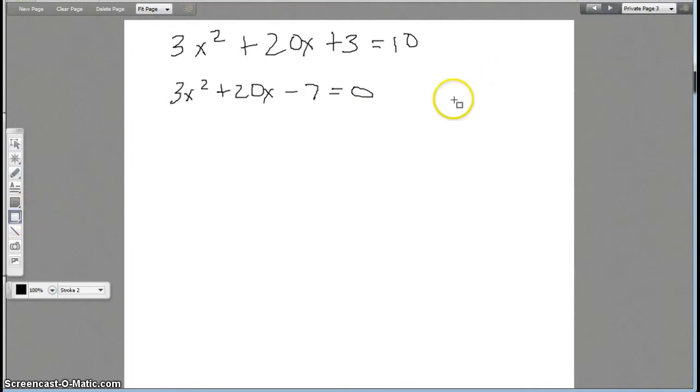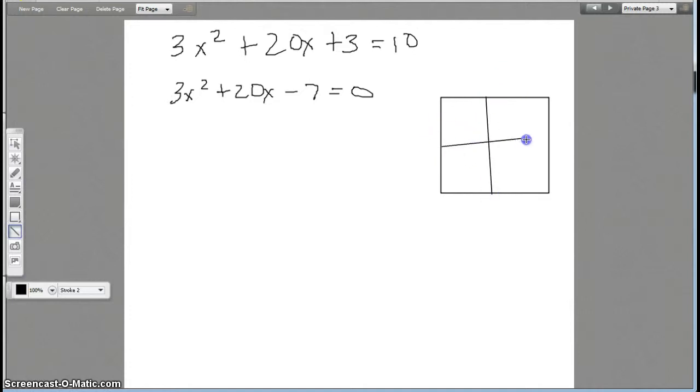Okay, now to solve this equation, this is kind of a complicated one. So what I'm going to do is go ahead and draw a grid. Always use a grid when it's complicated. And we know that the top left box is going to be 3x squared. And we know that the bottom right box is going to be negative 7. Now we have to figure out what goes in these other two boxes. So what we need to do is multiply the 3 by the 7 to get 21. And we've got to find all the factors of 21. Fortunately, there's not many. We have 1 times 21, and we have 3 times 7, and that's it.